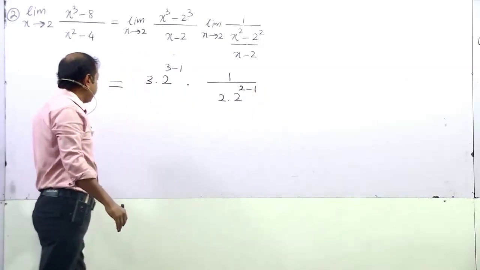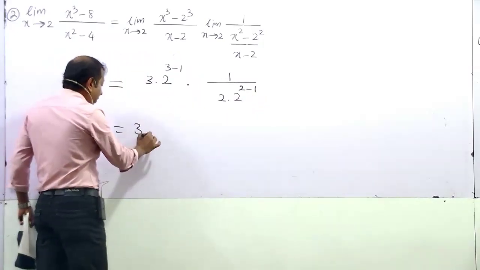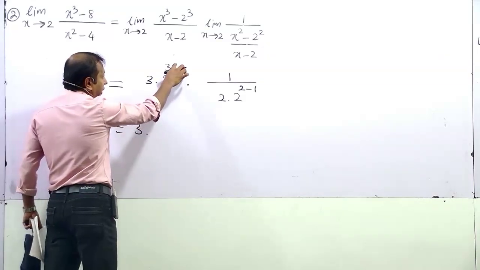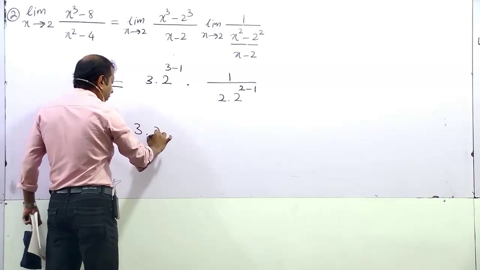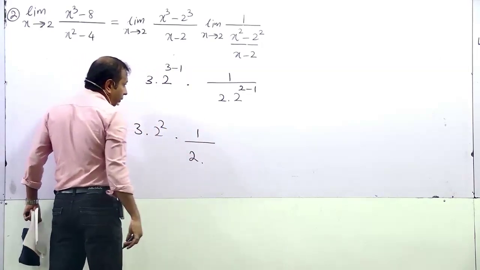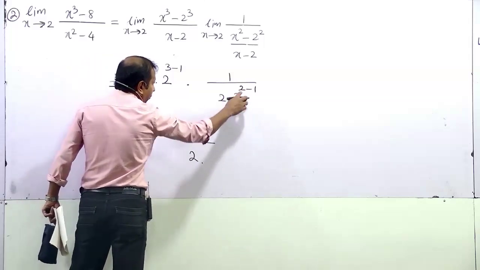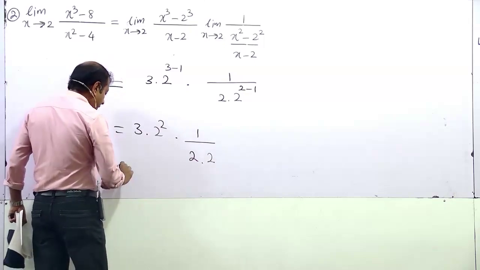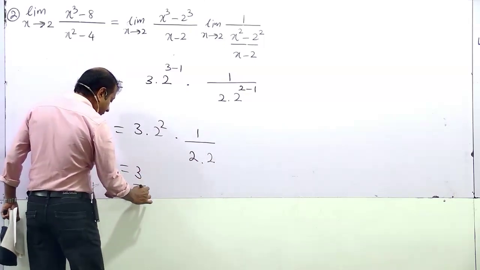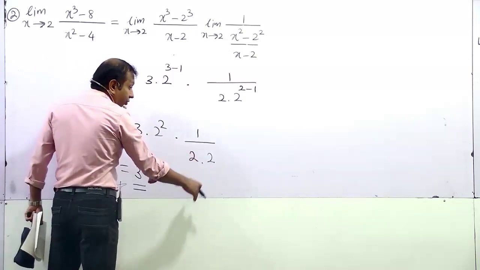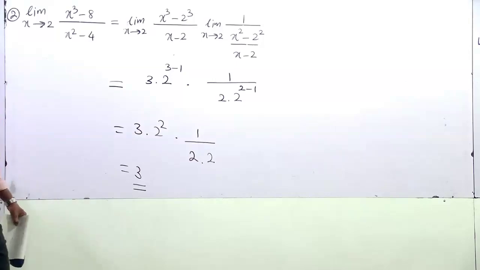All right, now simplify this. 3, 2, 3 minus 1 is squared, 2 squared, right? We have into 1 over 2 to the power 2 minus 1, which is 2 to the power 1, 2. Then we get the answer as 3. Answer is 3, right? Here 2 squared is 4, 2 and 2 make 4. 2 and 4 we can cancel down. We get 3.